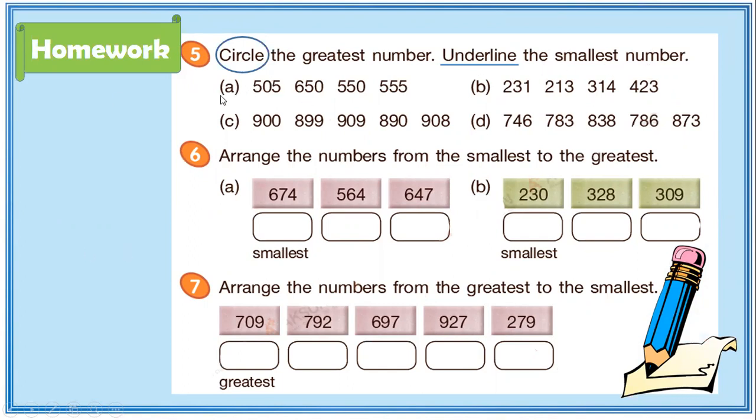Okay. Then for number 5, circle the greatest number, underline the smallest number. So for letter A, for example, the greatest number is 650, so you need to circle it. And the smallest number is 505, so underline this number. Is it clear? Okay, for number 6, arrange the numbers from the smallest to the greatest. So write your answer inside the boxes. And for the last number, arrange the numbers from the greatest to the smallest. So write also the numbers inside the boxes.